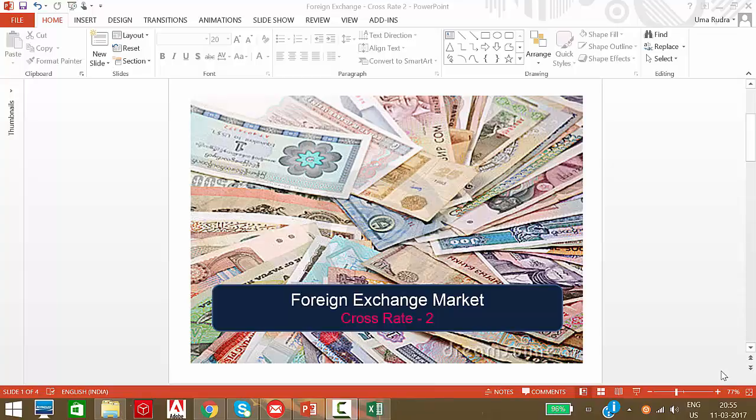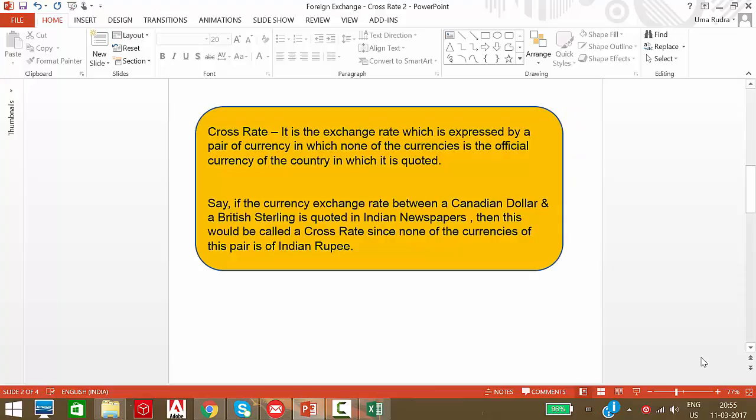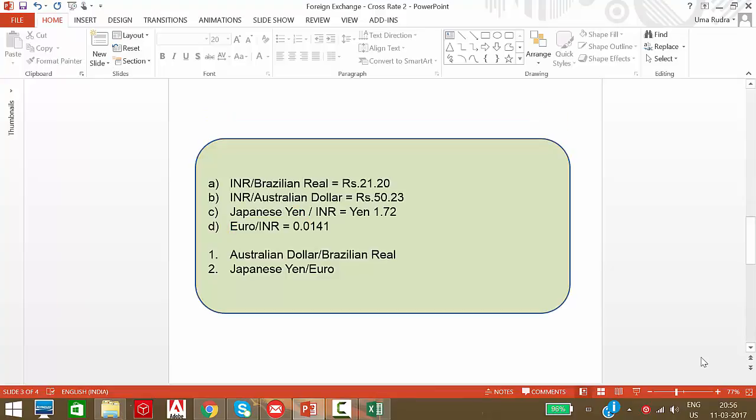Hello everybody. In this video lesson, we will see more illustrations of how to calculate cross rate. In my last video lesson, we studied what a cross rate is and saw one illustration also. Here we are seeing more illustrations.